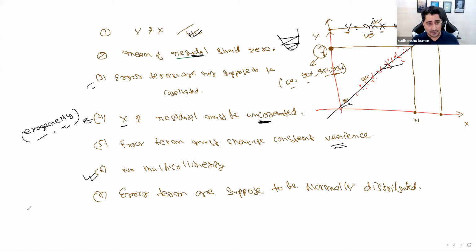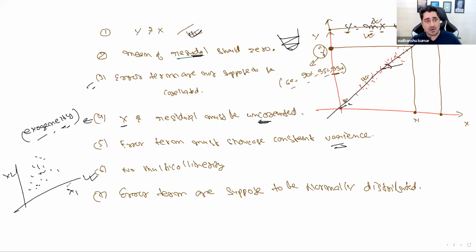For example, let's suppose I have X1 and I have X2. If X1 is increasing, X2 is also increasing, and both of these are independent columns, meaning my feature variables.